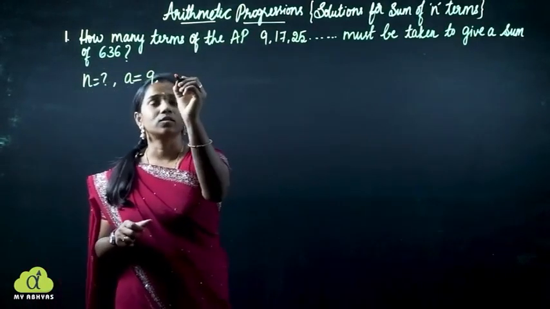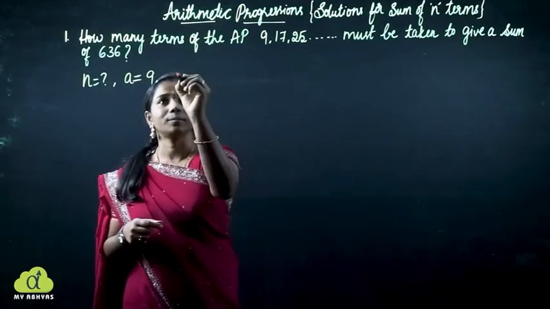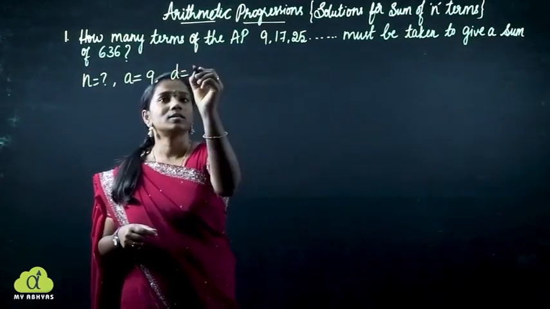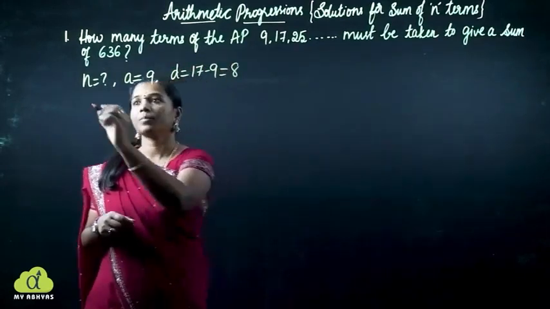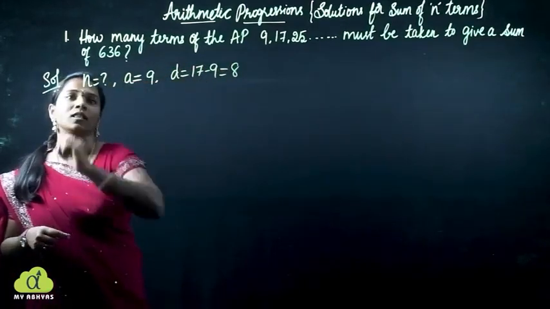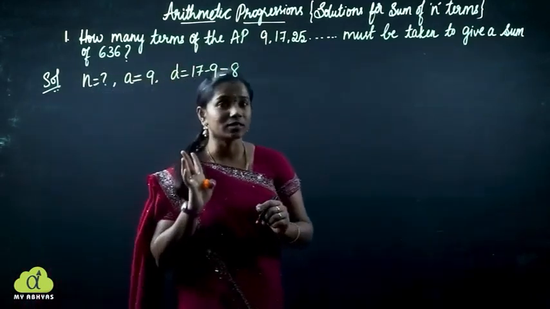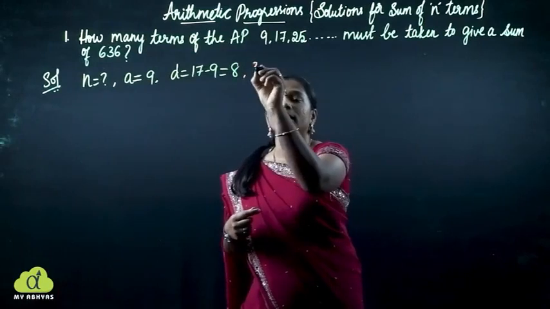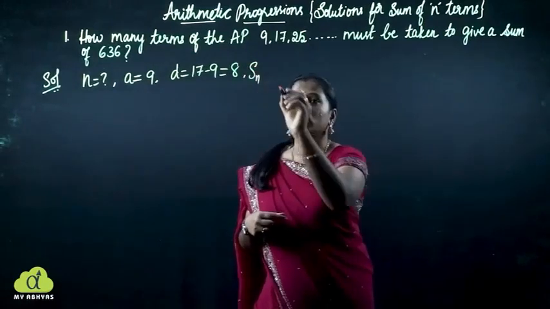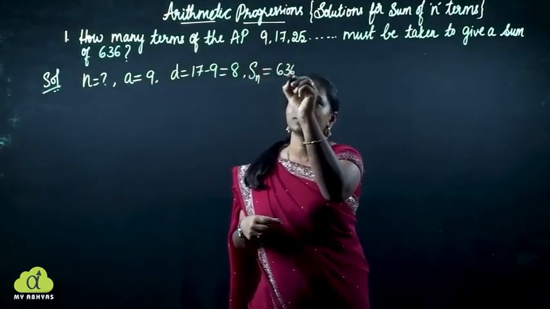So the next step is we have to find the value of d. d is equal to 17 minus 9, which is equal to 8. Clear? Now, what is the value 636? It represents Sn. The Sn value is nothing but 636.